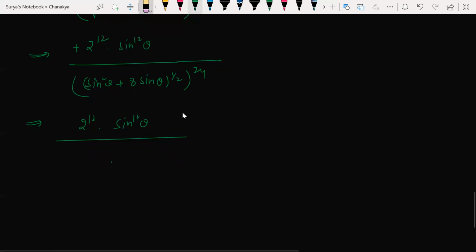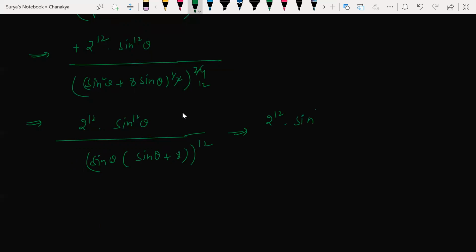Sir, how are you writing this? Look at this. I'm taking sine common here. So this can be written as sine theta plus 8, whole to the power of 12, which means 2 to the power of 12 into sine to the power of 12. You need not write all this, you can identify the answer, but for your understanding purpose, I'm writing all this. Sine to the power of 12 theta into sine theta plus 8. Okay, this will get cancelled now.